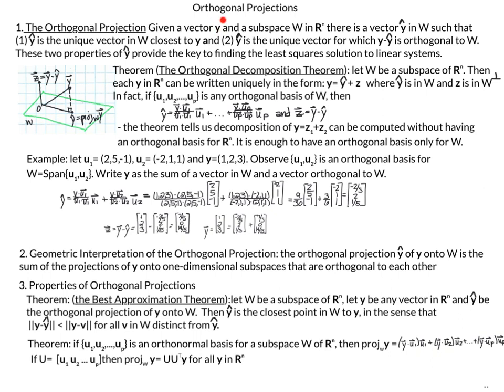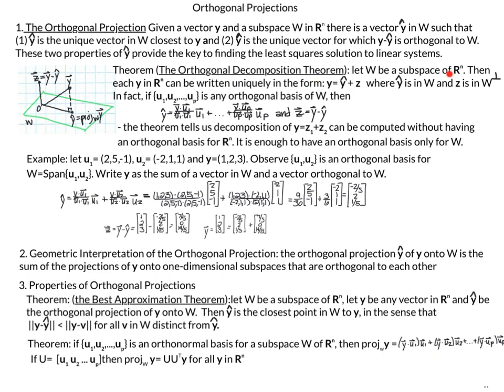We were given a vector y, and then we were not given a subspace W, but we were given a vector u, and then we found the projection of y onto u. In this video, we're finding the projection of y onto a subspace W. So the way we find this y hat and also this z, which is equal to y minus y hat, is given to us by the orthogonal decomposition theorem.